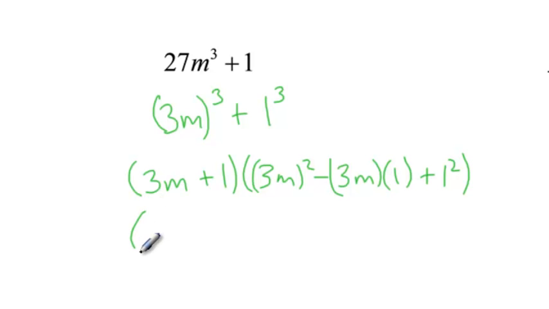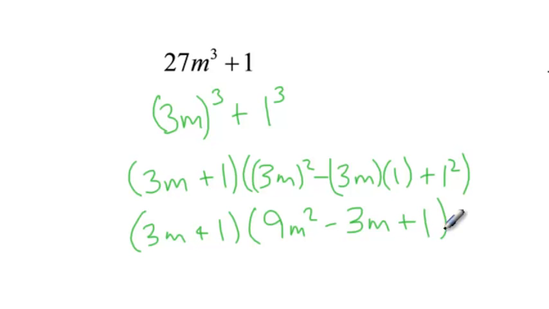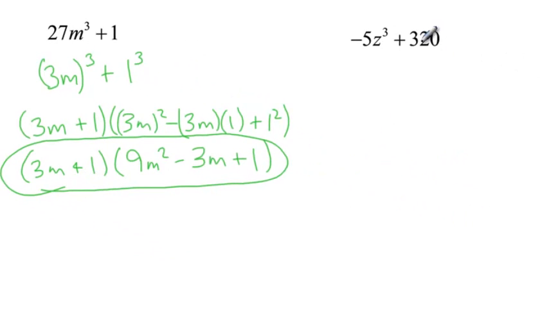And then when I simplify, I get 3m plus 1. 3m squared is 9m squared. And 3m times 1 is negative 3m. 1 squared is 1. And that's my final answer. And that works out really well.